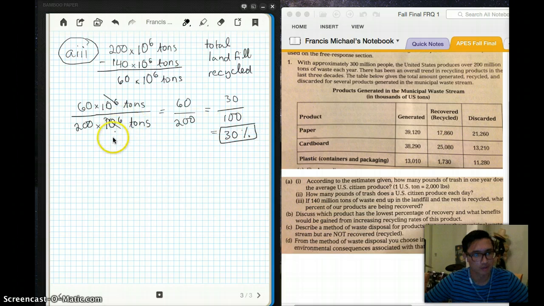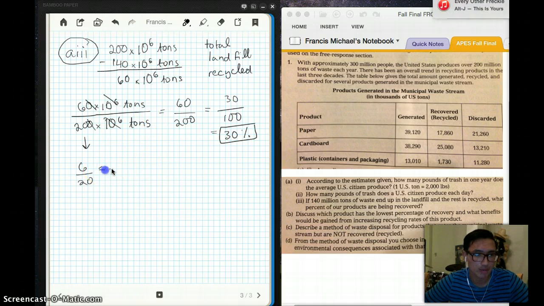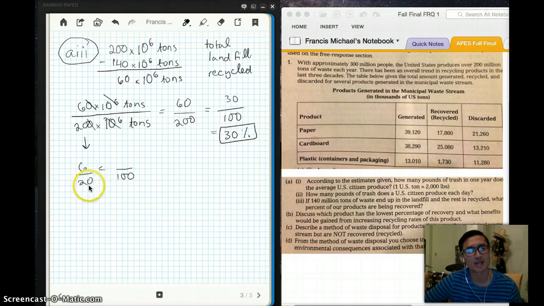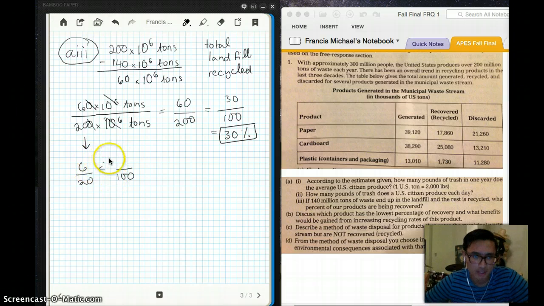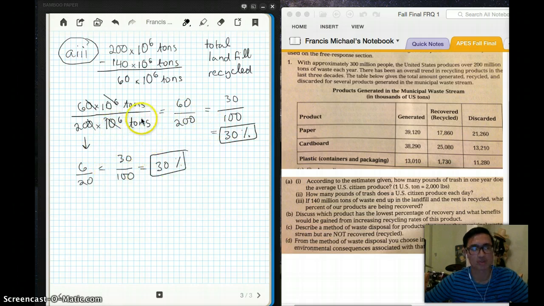So that's one way of doing it. The other way of doing it is like, hey, I don't want to only cancel out these times 10 to the 6. I also see that these zeros here can be canceled out as well. So now we have 60 over 20, which is very similar to our 60 over 200. And we're like, oh, I'm still trying to get to 100 in this denominator. What if we multiply the denominator of 20 by 5 to get us 100? And let's do the same thing for our numerator. 6 times 5 would give us 30, and this still ends up with 30%. Okay? So you see how there are two methods to end up with the same answer.